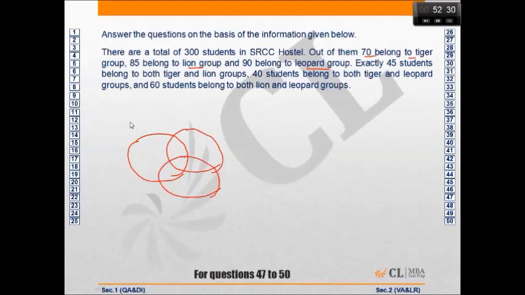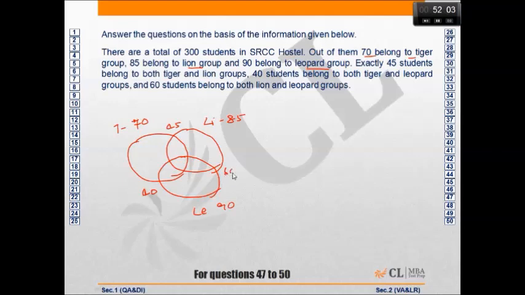300 stones, out of them 70 belong to the tiger group, 85 belong to the lion group, and the leopard group is 90. Exactly 45 stones belong to tiger and lion. Tiger and lion is 45. 40 stones belong to both tiger and leopard. Tiger and leopard is 40. And the third one is 60 belong to both lion and leopard groups.